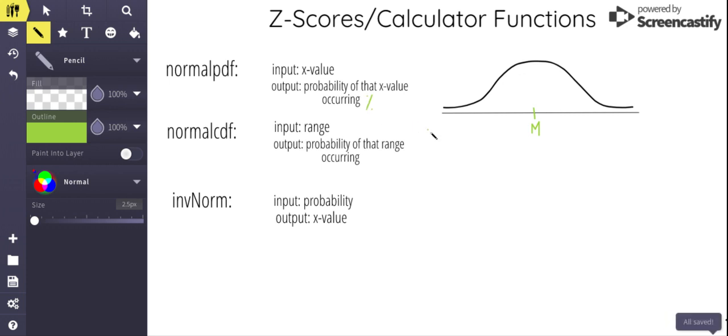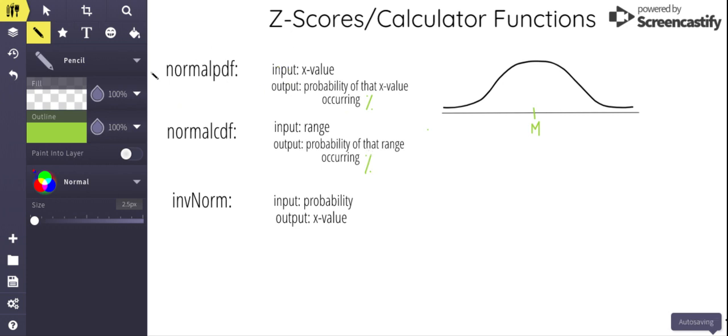Okay? And then for our normal CDF function, we're going to have our input be a whole range of values, while our output is going to be that probability of that range occurring. And again, it's going to be as a percentage.